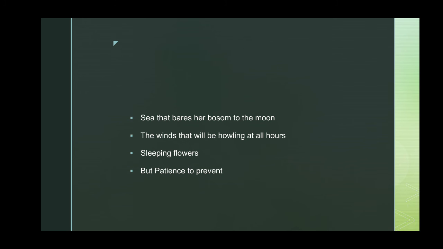Now, these are examples. See that bears her bosom to the moon, the winds that will be howling at all hours. This poem is, of course, in your course. The sea is personified as a woman. The winds are personified as if they are howling. Sleeping flowers, or you could say dancing flowers. In all these examples, these characteristics are given to non-living things, and that is what we call personification. Like, but patience to prevent.